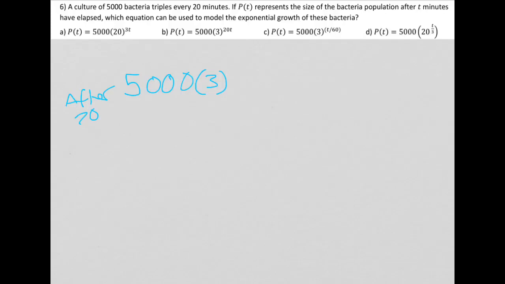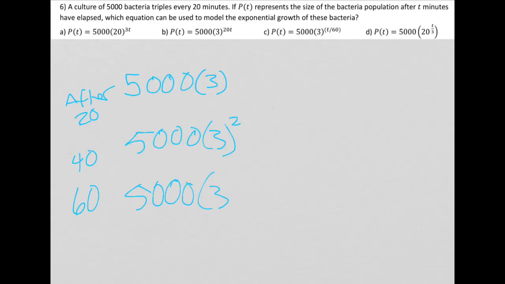And we want to represent the population here with an equation. So think about what happens. After the first 20 minutes, I get this expression right here. But then after 40 minutes, so the second batch of 20 minutes, I need to triple again, so I need to multiply by 3 again. And then after 60 minutes, it's going to be the same idea, except 3 cubed. And then after 80 minutes, 5,000 times 3 to the 4th, etc., etc., etc.